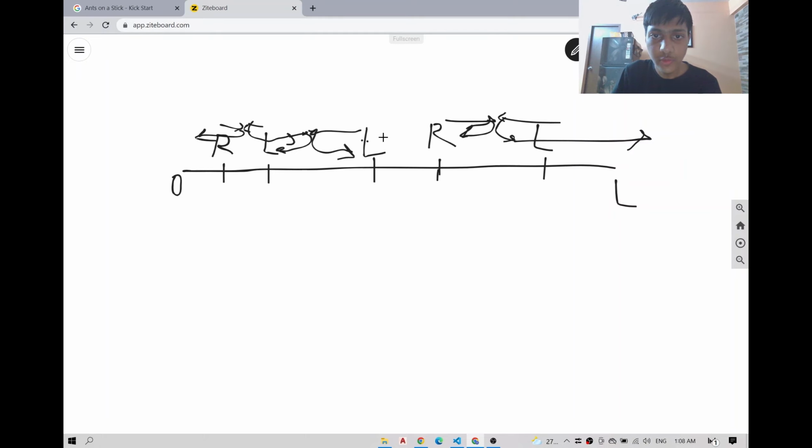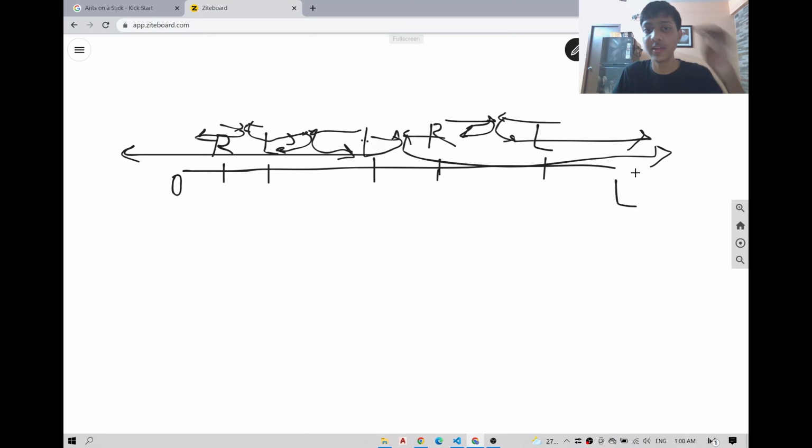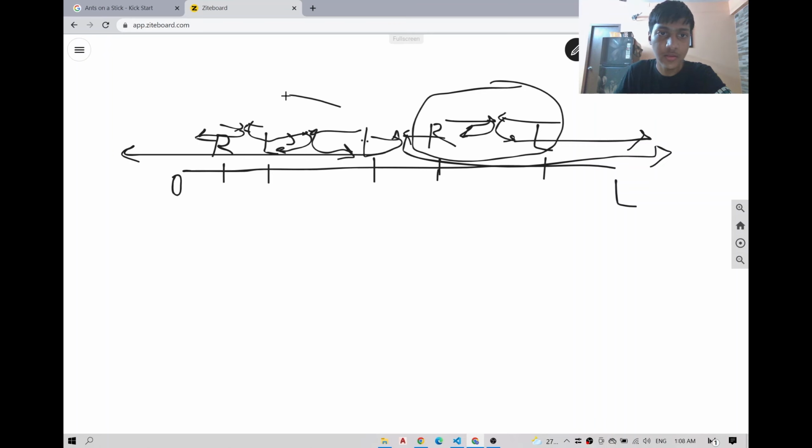And then this ant that was moving right and this ant that's now moving left, they might collide, and again they'll change directions, and this ant will fall off from the left as no other ant will be in its way, and this ant will fall off towards the right, as again there's no ant in its way. So here we see that these two ants will fall from the right part of the stick, and these three ants will fall from the left part of the stick.